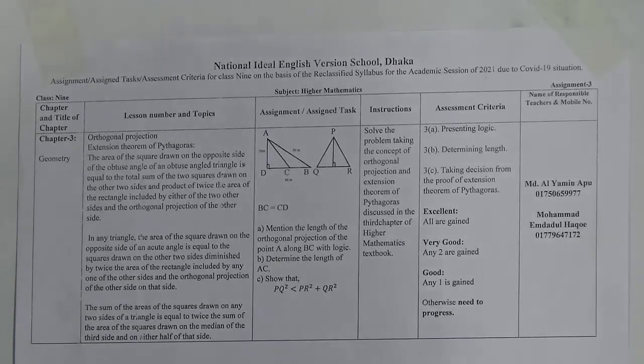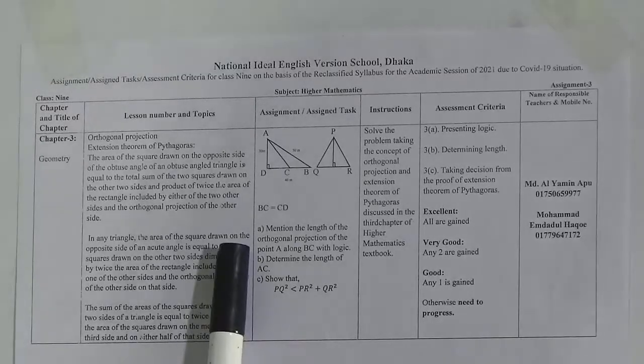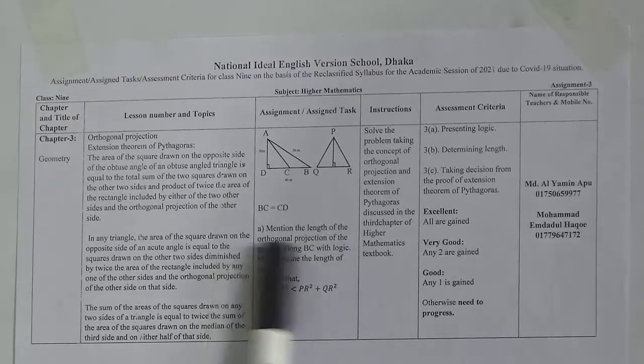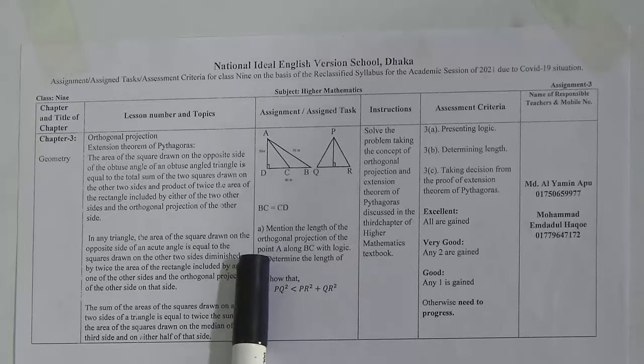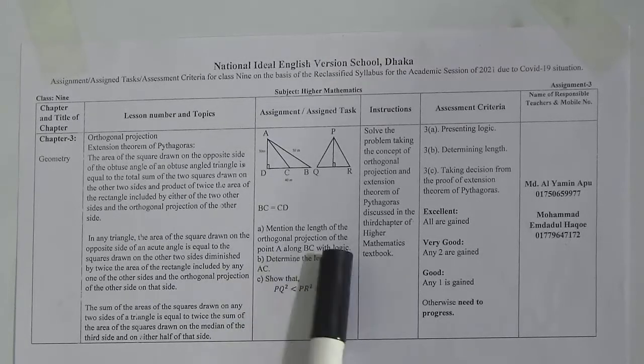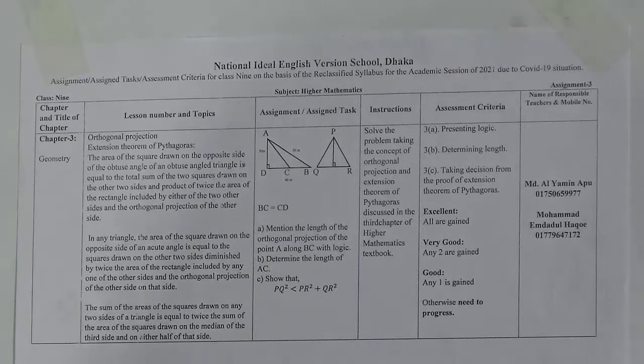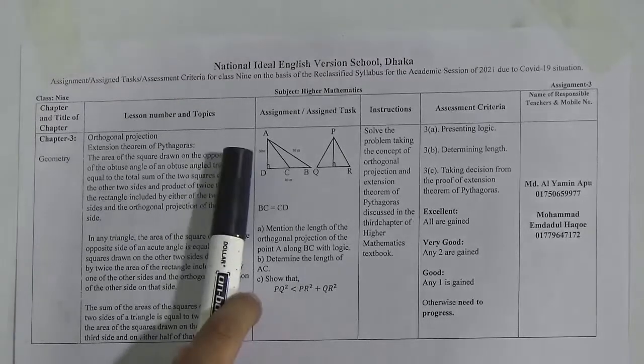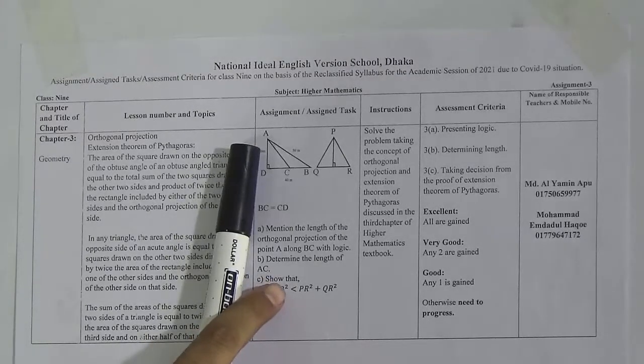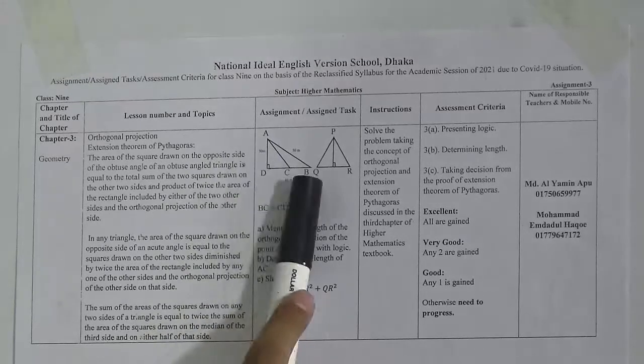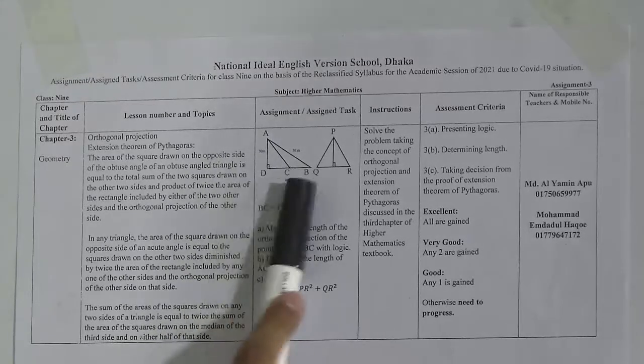Dear students, now I will show you how you can solve this question depending on the given stream. Now see the first question. What is the first question? A. Mention the length of the orthogonal projection of the point A along BC with logic. It means that we have to mention the length of the orthogonal projection of point A according to the given figure and along with the side BC.